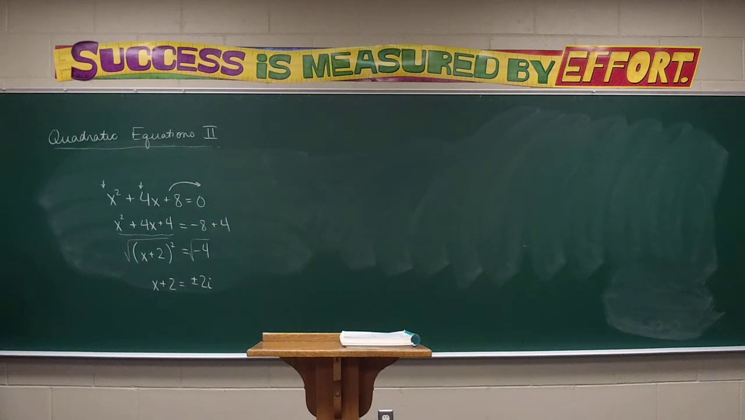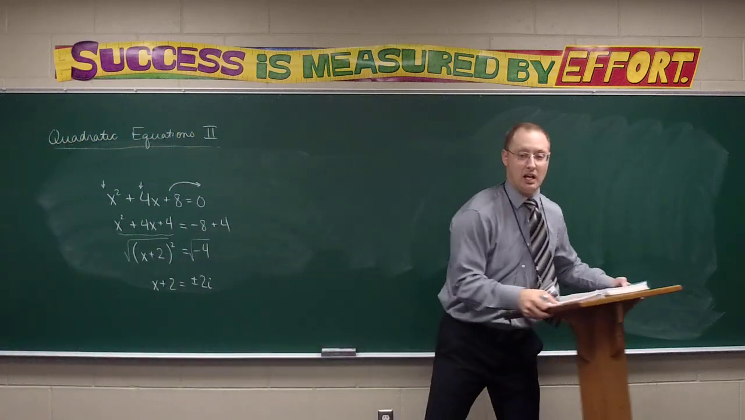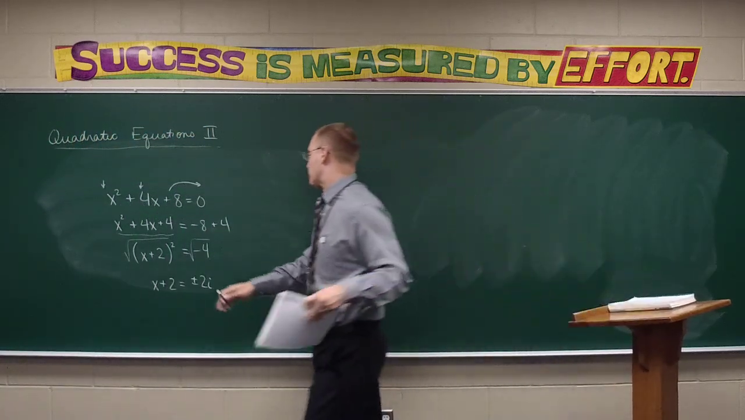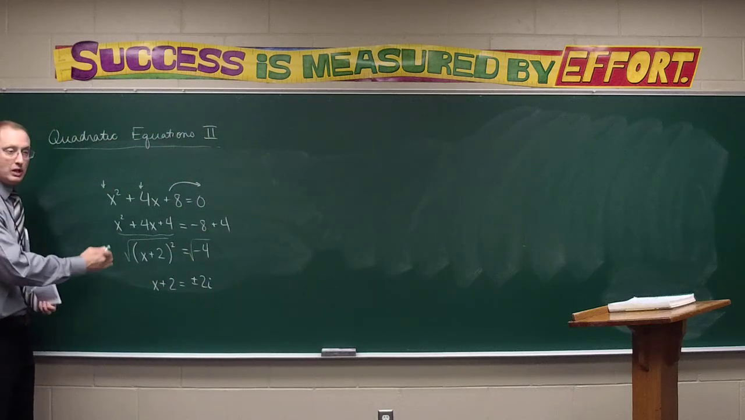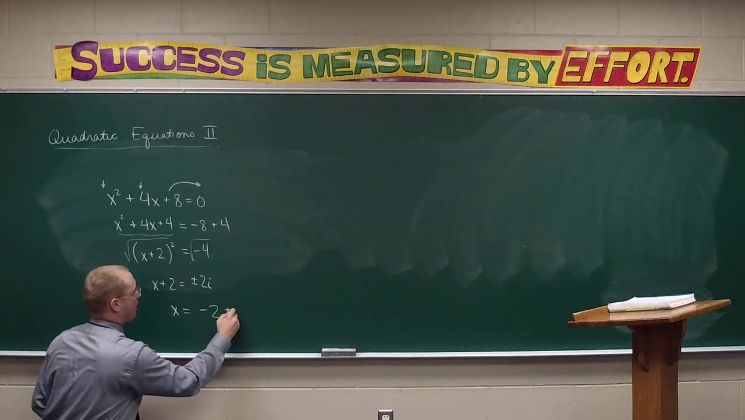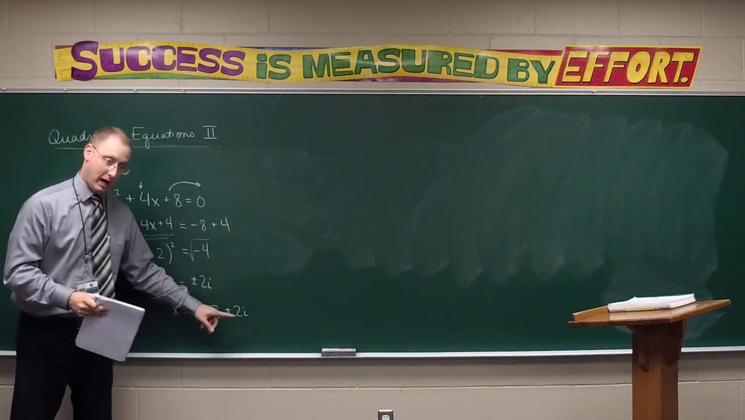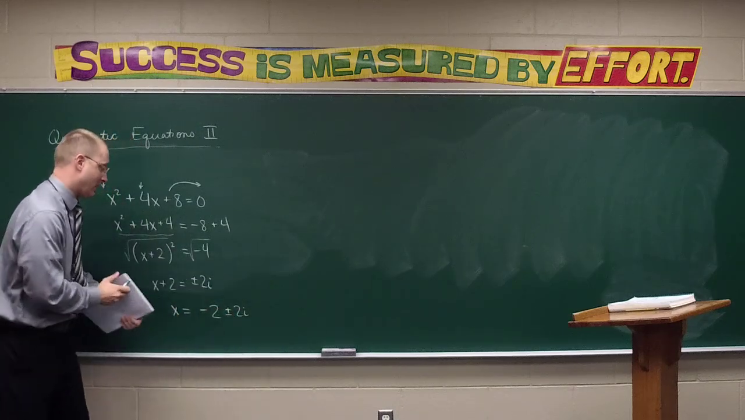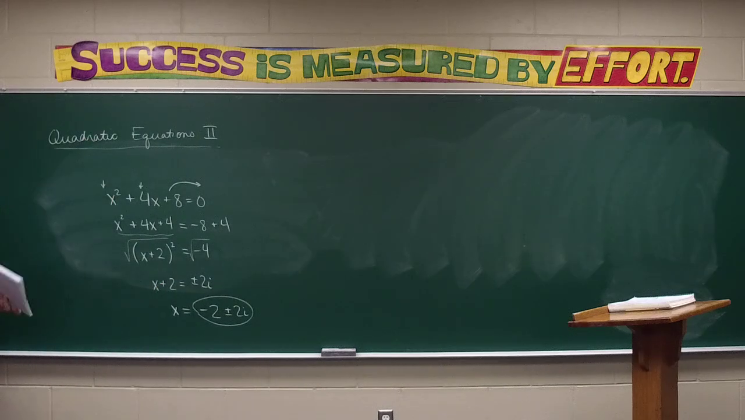Last thing we've got to do is get the x by itself. And to get the x by itself, I've got to move the positive 2 over as a negative 2. Normally I just put it at the tail end, but because we have to have real then imaginary, I'm going to write it as negative 2 plus or minus 2i. This means negative 2 plus 2i, negative 2 minus 2i. And there are my two complex roots.